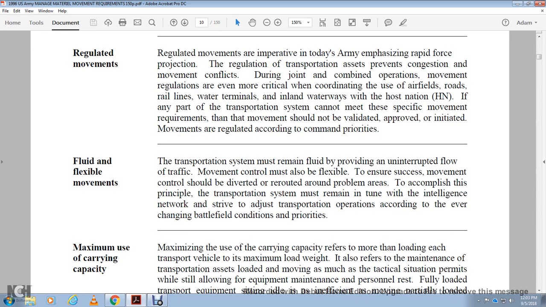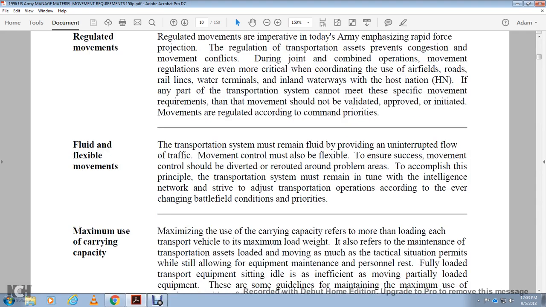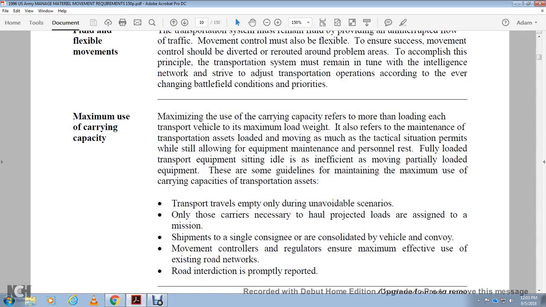Fluid and flexible movements. The transportation system must remain fluid, providing an uninterrupted flow of traffic. Movement control must also be flexible to ensure success. Traffic should be diverted or rerouted around problem areas. To accomplish this principle, transportation must remain in tune with the intelligence network, adjusting transportation operations according to ever-changing battlefield conditions and priorities.